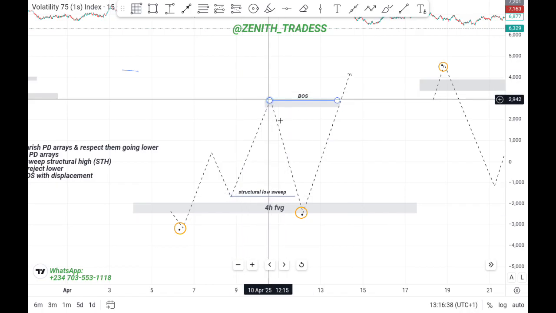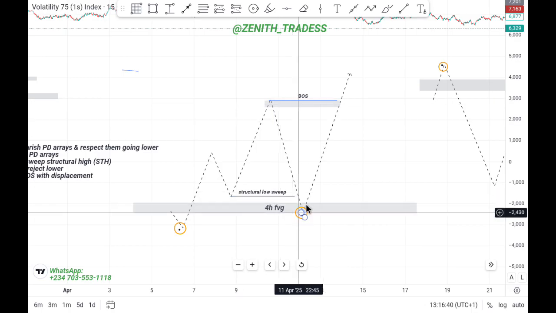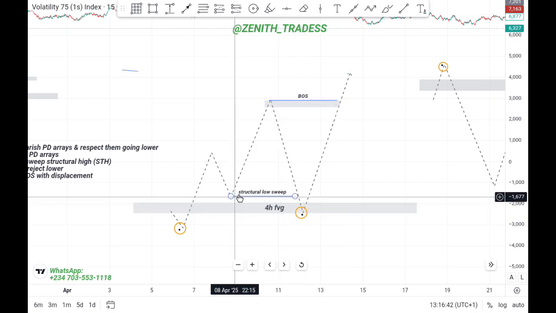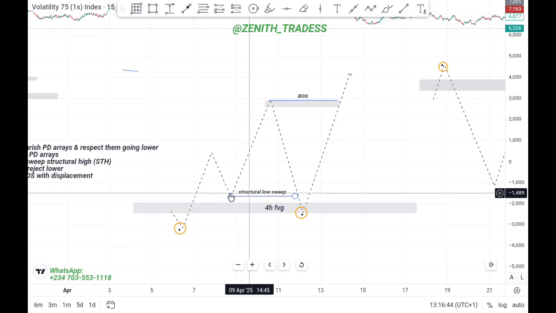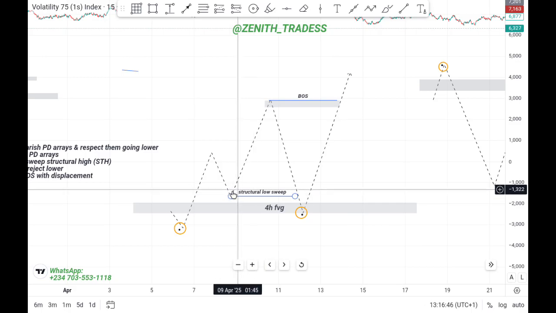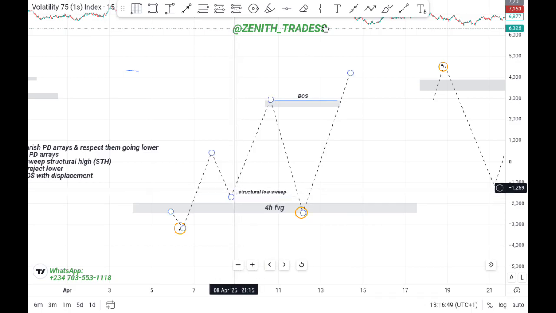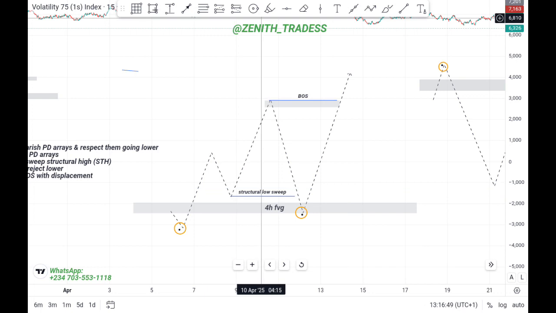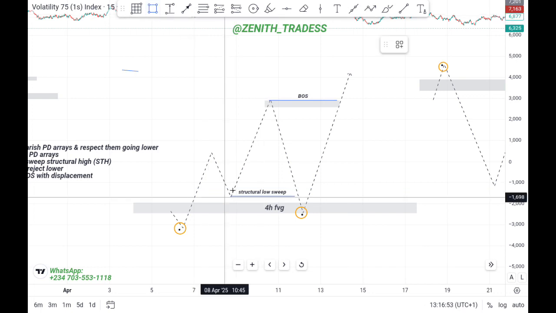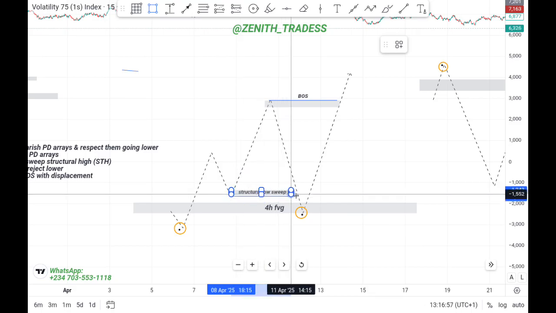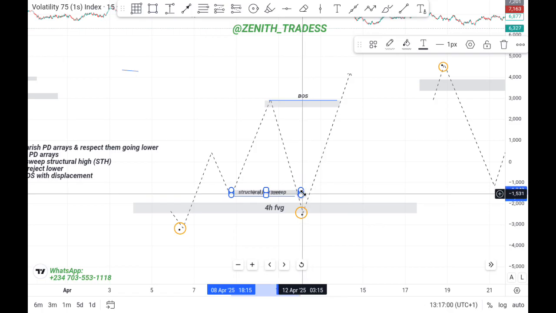Now, when price retraces, it retraces and sweeps this low. This low now is the structural low, the inducement, right? There is a block here, and there is another block there. It got invalidated but reclaimed. This is what I've just explained. So this other block got invalidated but reclaimed.